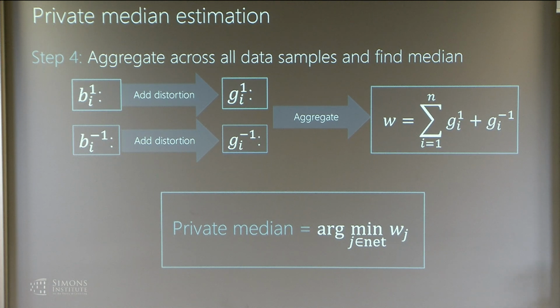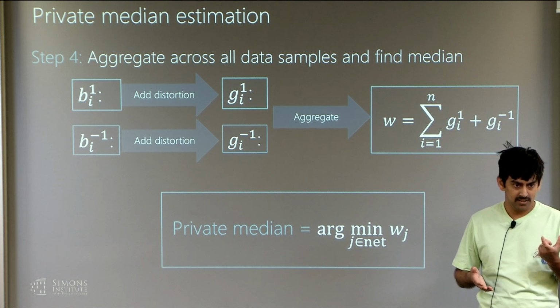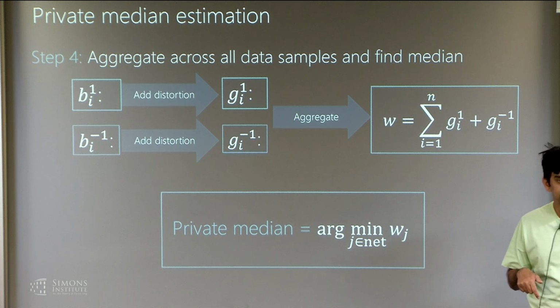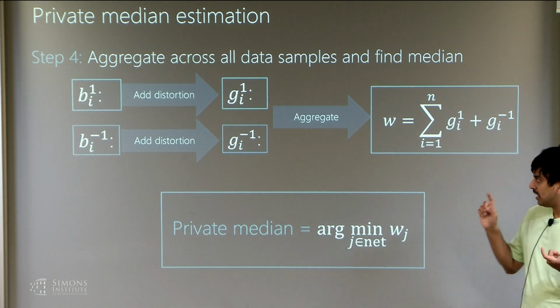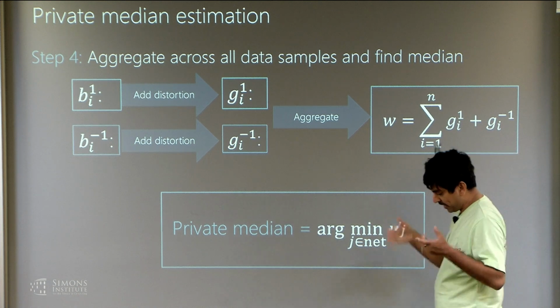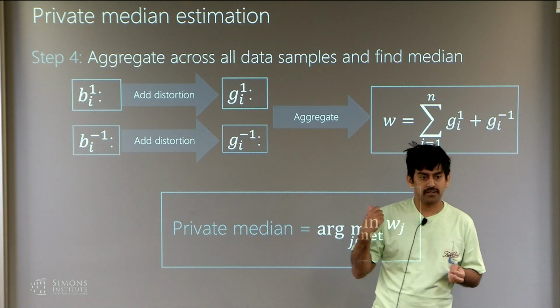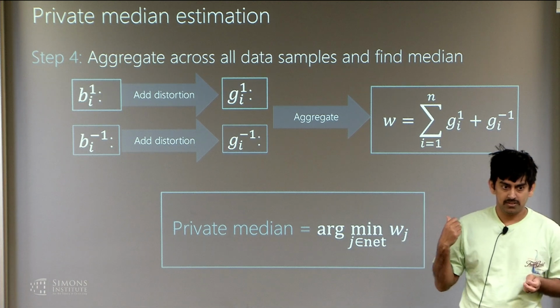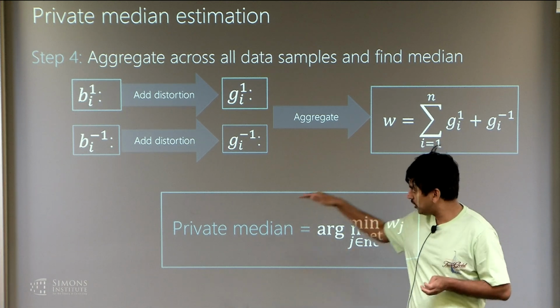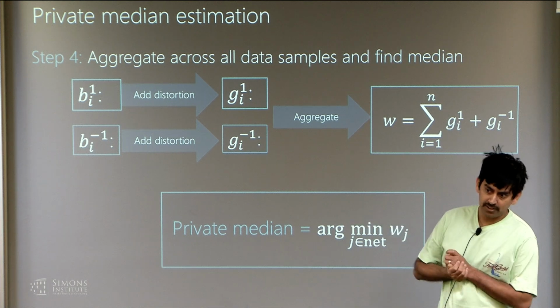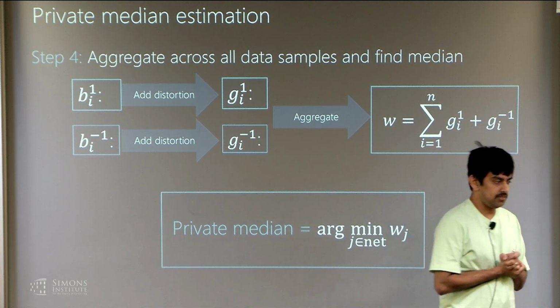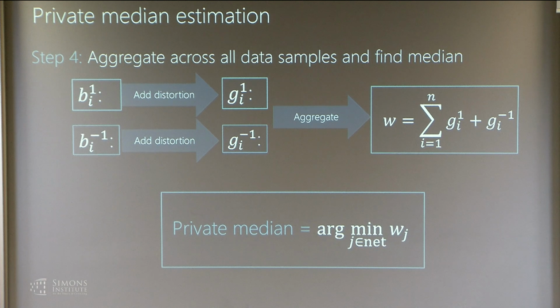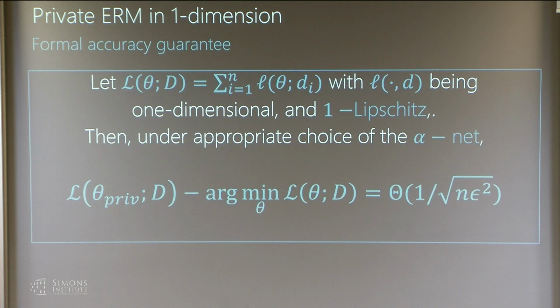So notice what I did: I could have approximated each of the loss functions by a net, but instead I approximated the derivatives by the net. If you actually work out the math, just by putting a net on the function space, you would not get the optimal error. So to get to that 1 over root n error, you need to do this on the derivative. If I look at the formal accuracy guarantee, under appropriate choice of the alpha net, you would get around 1 over square root of n epsilon error. And this is tight.